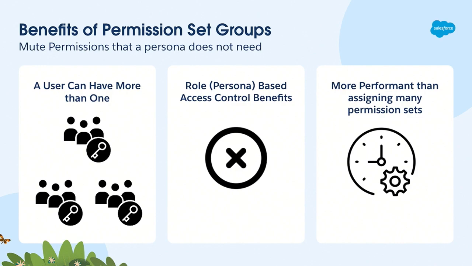A user can have more than one. So you could have a user who's doing sales and support, and they can be assigned both permission set groups. You can also mute. So if you have a very wide permission set for account and contact access, like we talked about in the last example, you can mute out the things that you don't want specific personas to do, which creates a lot of reusability. It's also more performant. If you've assigned hundreds of permission sets to one user, you will end up in performance issues. You don't have that happening when you use permission set groups.